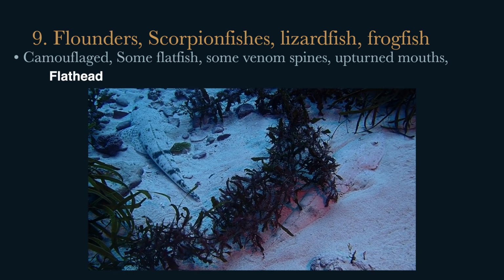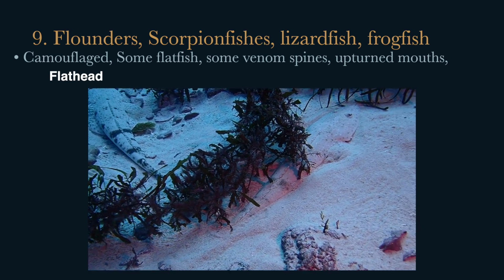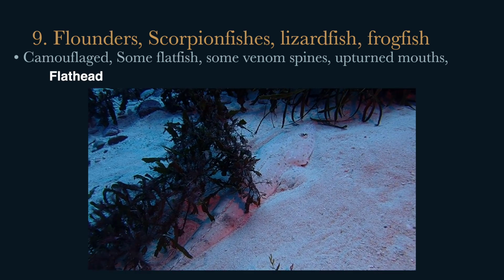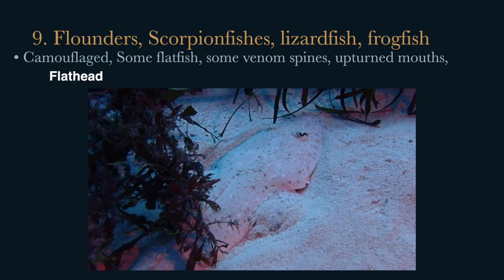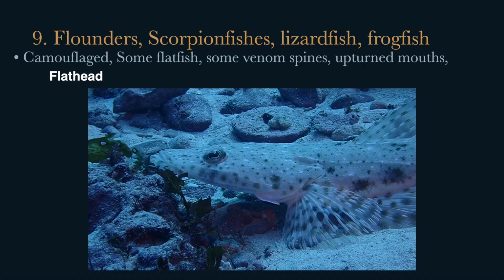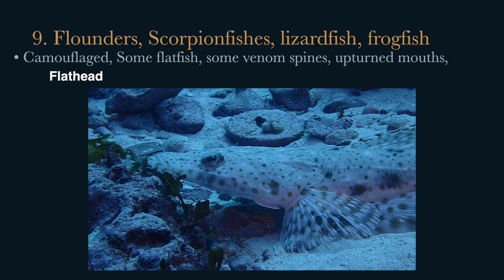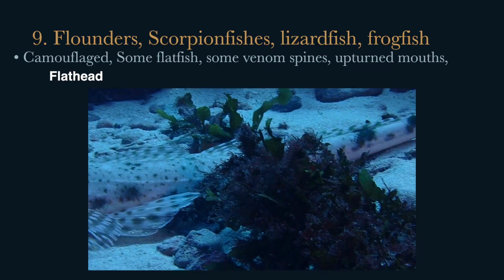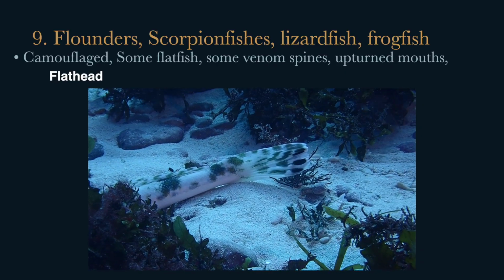Flatheads are compressed fish, and they lie on the bottom, hidden in the sand, waiting to strike. They can grow up to 1 meter and weigh up to 18 kilograms. They are ambush predators. They are found pretty much all around Australia, but mostly in the subtropical and temperate regions.